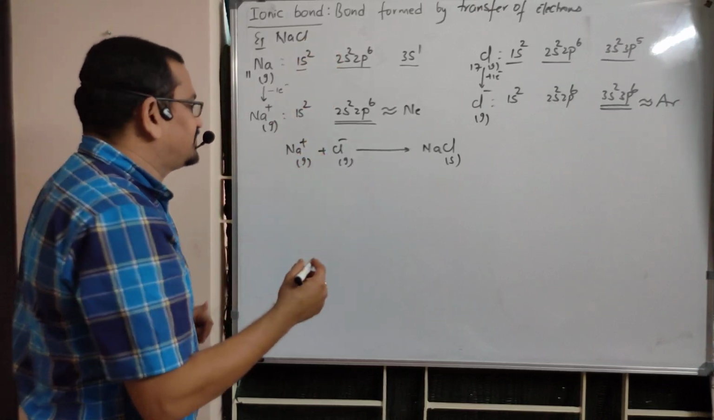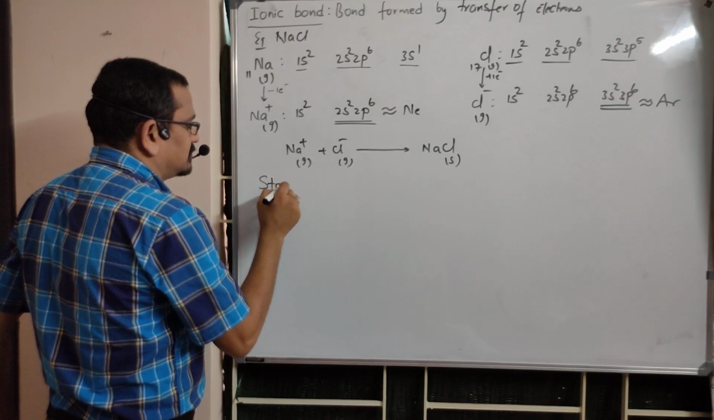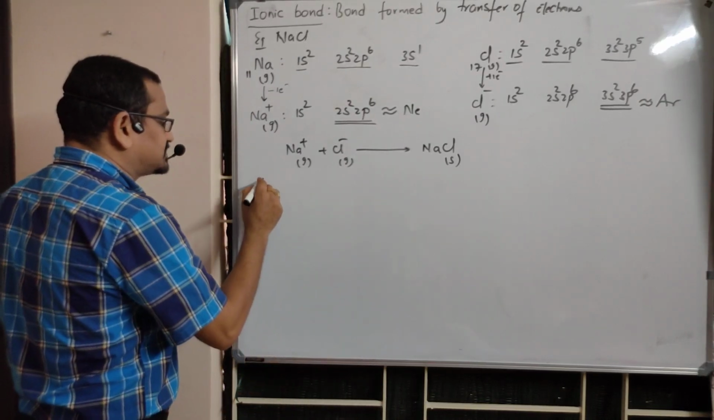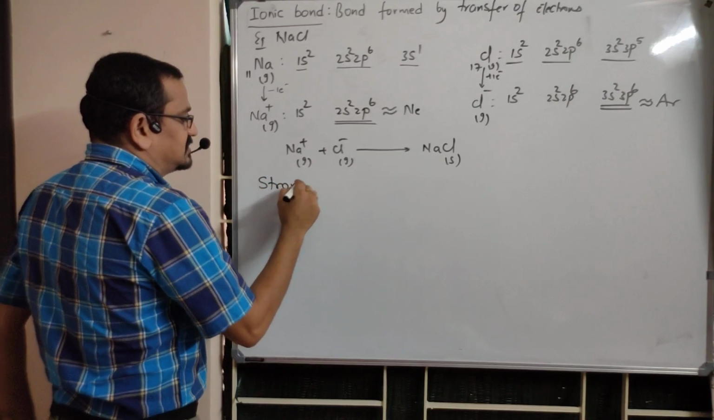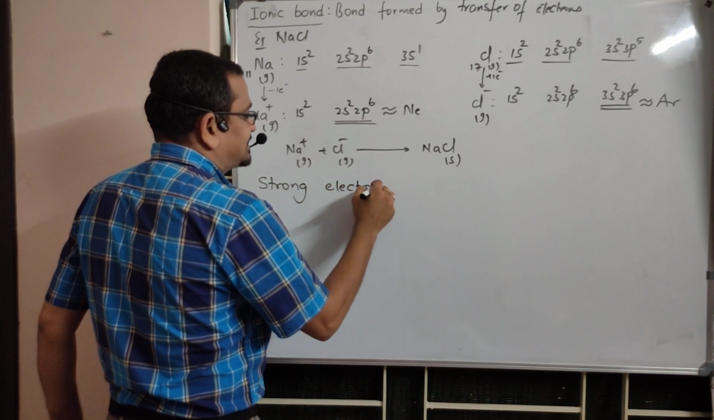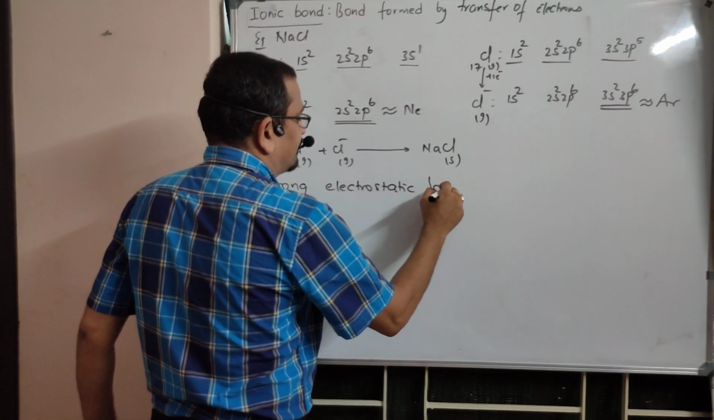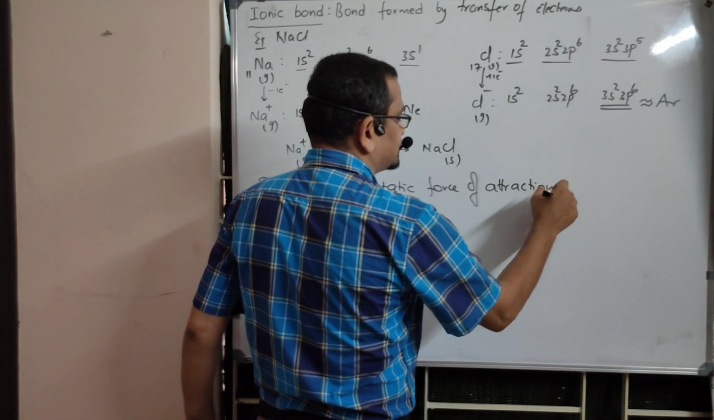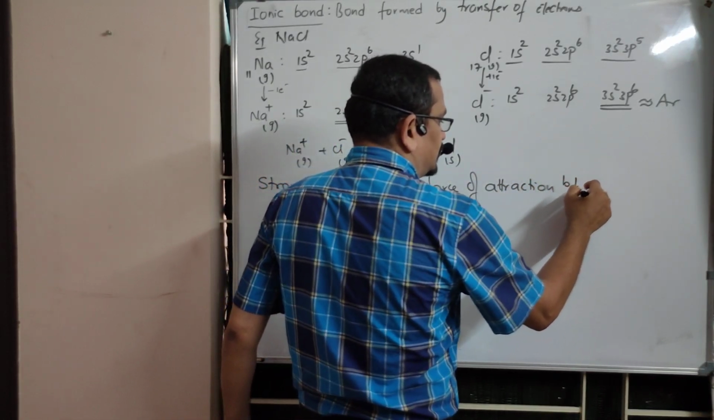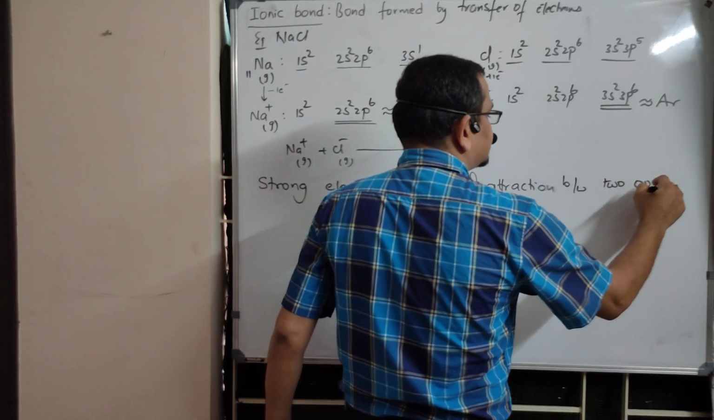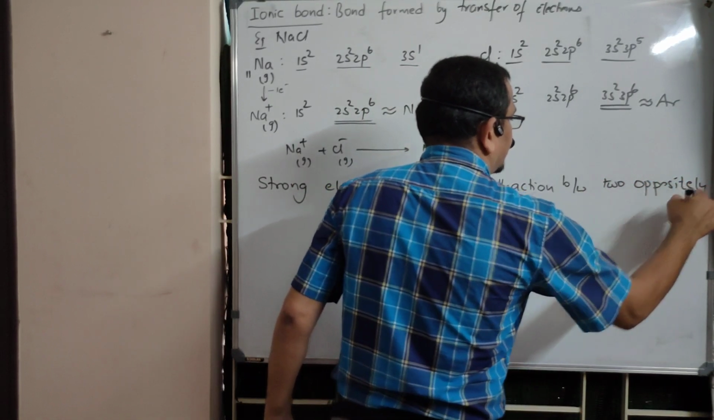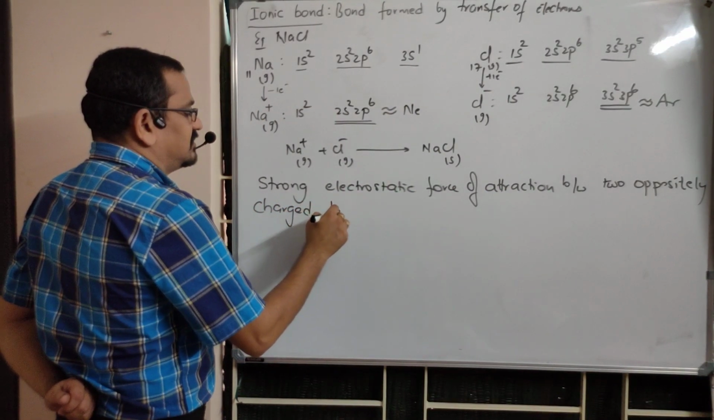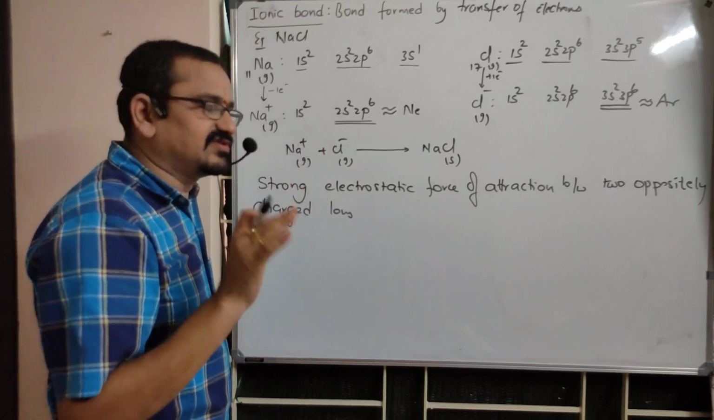So what's the modification of the definition? Let us write the full form. Strong electrostatic force of attraction. Which order do the species held? Between two oppositely charged ions. What are those ions? Na plus and Cl minus, for example.